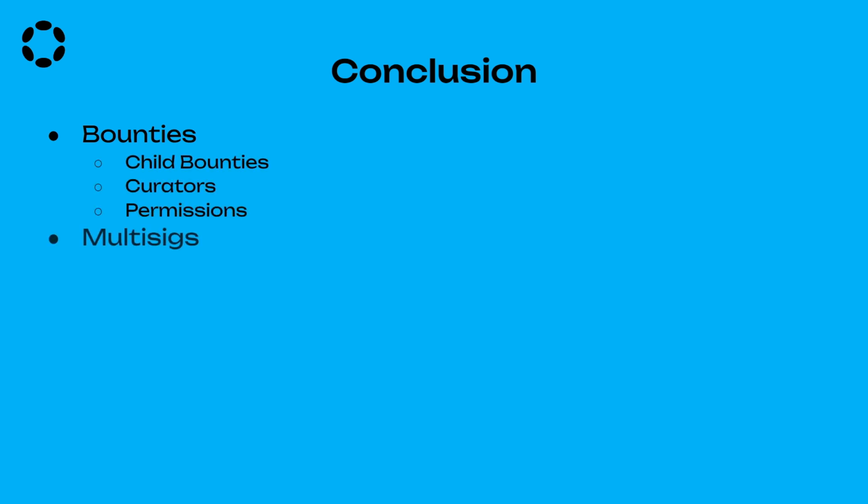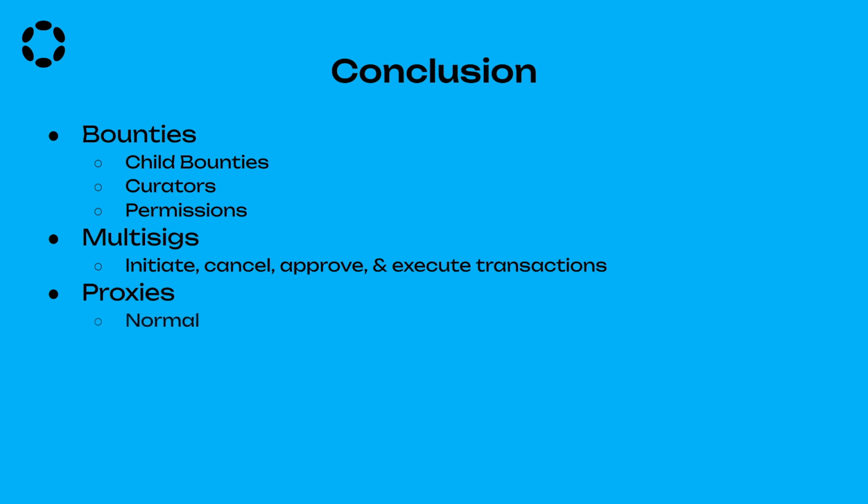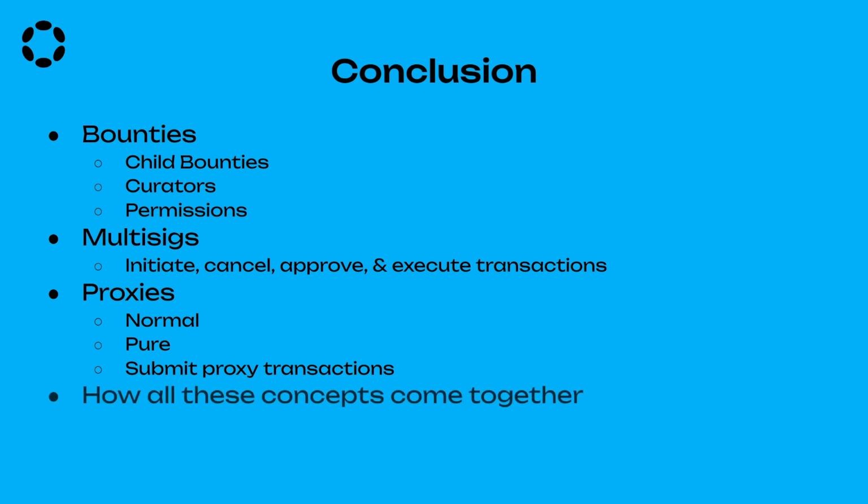To conclude, let's go over what we learned today. We learned about bounties, child bounties, curators, and permissions. We learned about multisigs and how to initiate, cancel, approve, and execute multisig transactions. We learned about normal proxy accounts, proxied pure accounts, how to add and remove proxies, and how to submit transactions on behalf of a proxied account. And finally, we learned how all of these concepts come together to manage a Polkadot bounty.